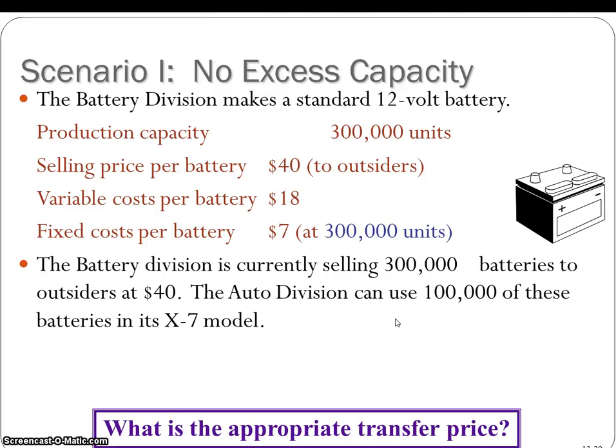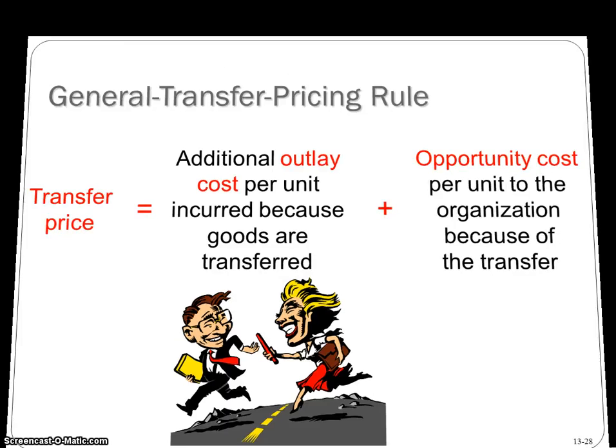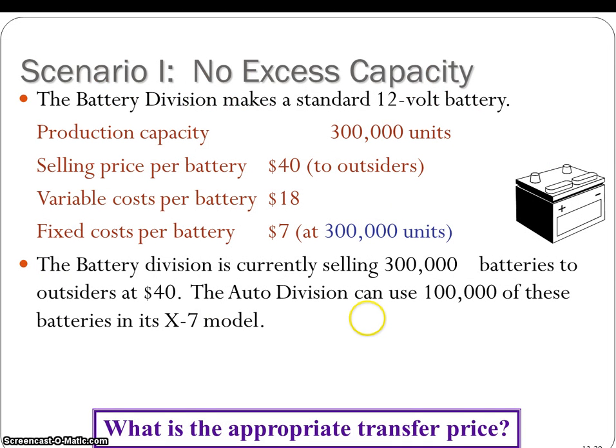So given the slide on the previous page, I would ask you to think of this information provided. What is the additional outlay cost per unit incurred because goods are transferred? And then what is the opportunity cost per unit to the organization because of the transfer? So give that a thought. Go ahead and pause this video and see if you can crunch the numbers, and we'll see if you get to the right answer. So give it a shot and return to the video in a moment.